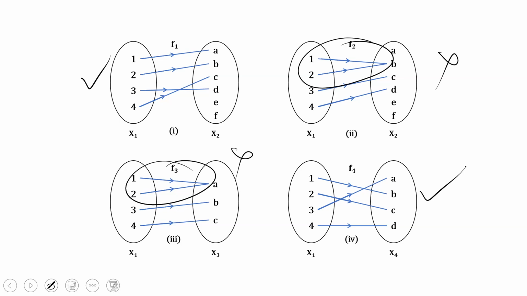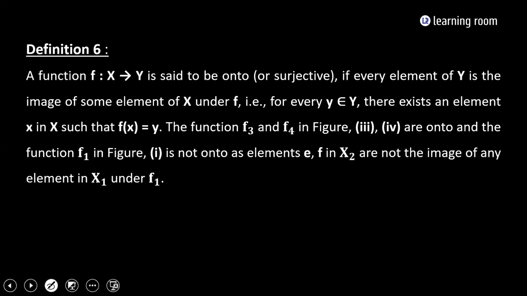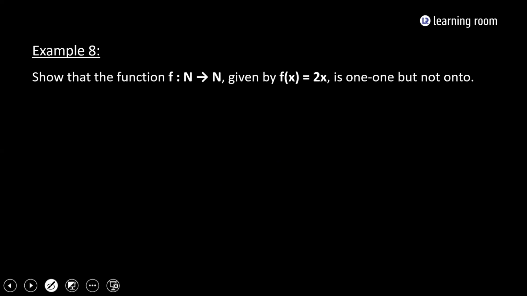That's it. So having this in mind, now I'm going to ask you a question. I'll come to the onto function later. First, I want you to answer this question. Observe this clearly. I have a function defined from the natural number set to the natural number set, and the function is defined as 2x. Is this a one-to-one function or not? Forget about onto as well. Is this a one-to-one function?